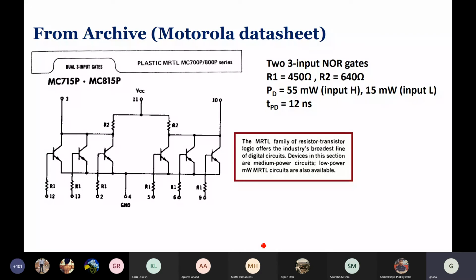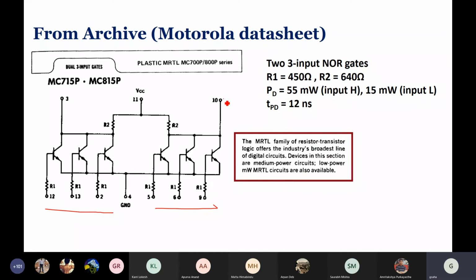Look at the circuit diagram and dual 3 input gates. What does it mean? Can anybody tell why it is called dual 3 input gates? There are two 3 input NOR gates. Yes. So one is this one, and another is this one. Though they are part of the same circuit, they are independent. Okay. So this is the output.